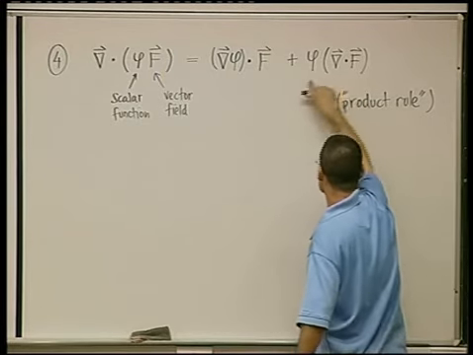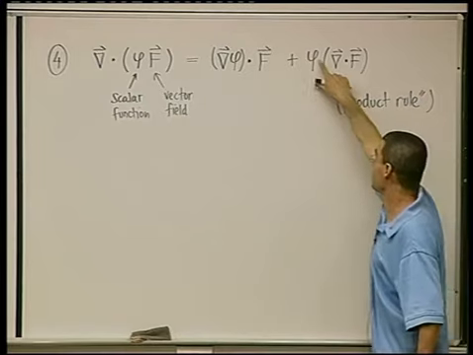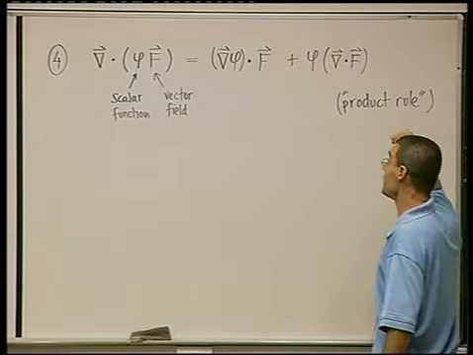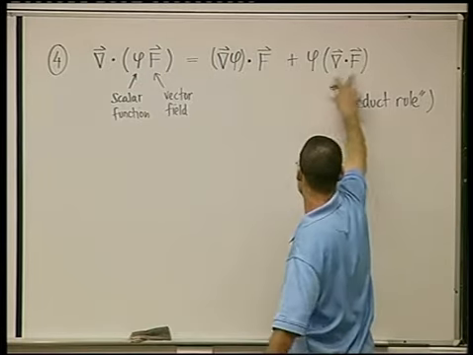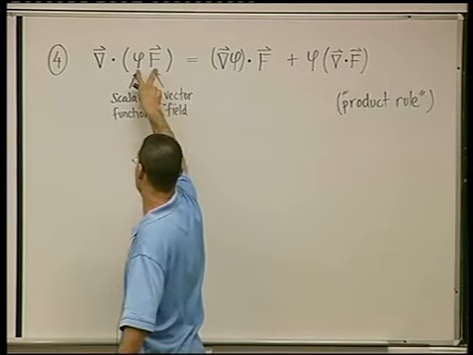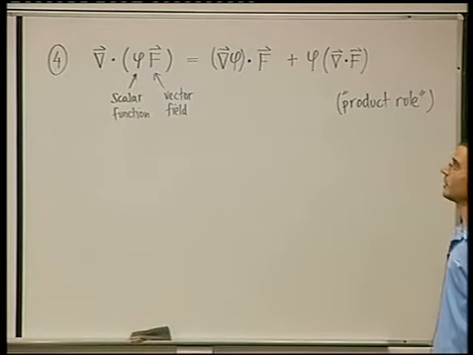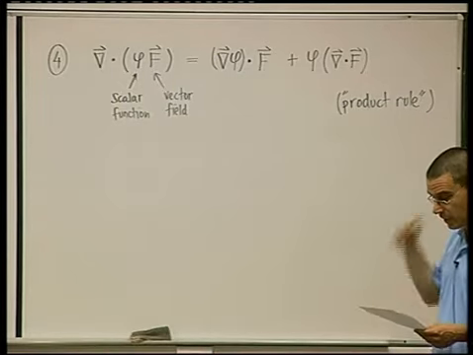These are two scalars, so there's no operation here. It's just a scalar times a scalar. And the total of this thing is, of course, a scalar. This is a scalar, this is a scalar, and so is this. This is a vector, and the divergence of a vector is a scalar. Okay, is this clear?